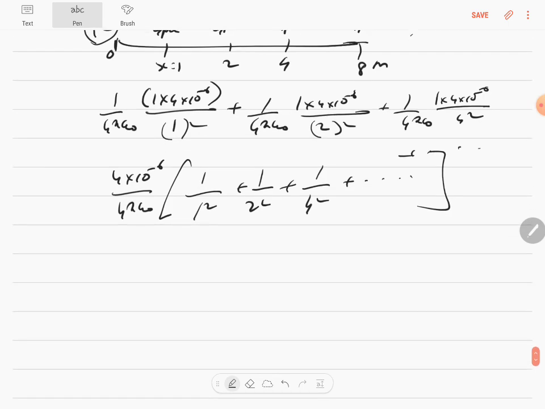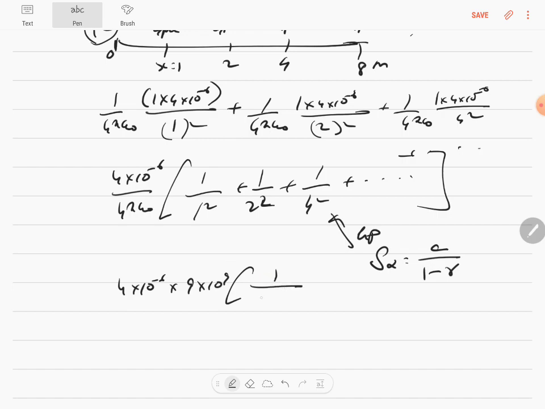And this is like a 1 by 4 square. Can you see that this itself forms a GP? This itself forms a GP, and you know that the sum of an infinite series of a GP is A by 1 minus R. So 4 into 10 to the power minus 6, 1 by 4 pi epsilon naught is 9 into 10 to the power 9, into A, which is just 1 by 1 minus R.